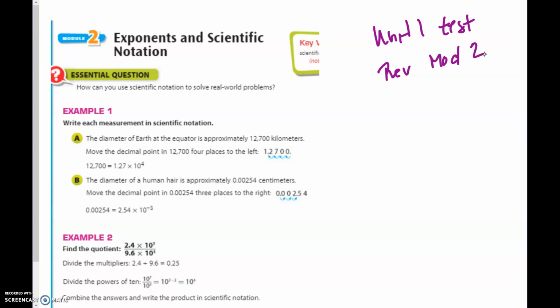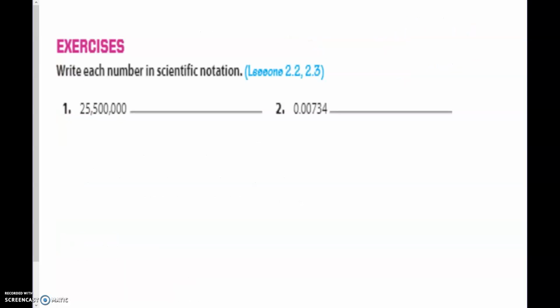in scientific notation, or taking things in scientific notation and putting them back into standard form. Okay, so this first few problems here is taking that really big number, 25,500,000, and writing it in scientific notation.